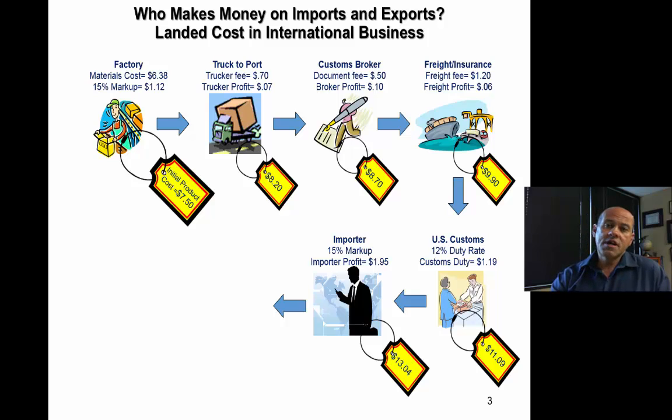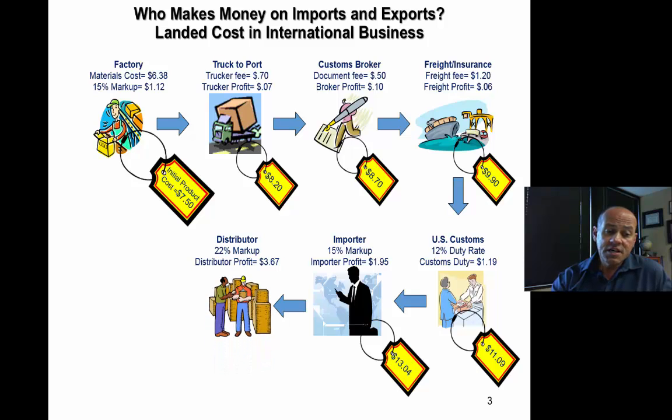So a distributor is basically selling to a geographical area meeting a certain demand. So this distributor is now going to mark up the item, and it's 22% markup. So now they're adding $3.67 to this item. So now the item that started out at the foreign factory at $7.50 is now $16.71. So now finally, the distributor is going to feed the market demand and sell to the retailer.